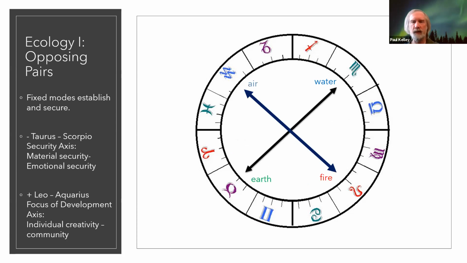Let's move on to fixed mode. Fixed mode establishes things, secures things. We have the earth and water negative polarity axis first, Taurus and Scorpio. This is about security. Taurus looks at material security, stability, enjoyment, and pleasure of things that it perceives through the senses, and it wants to keep those things and secure them so that they're there for their enjoyment.